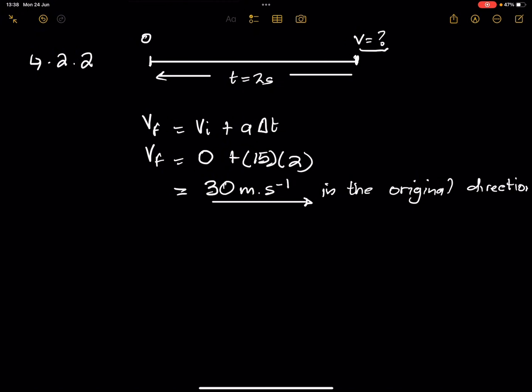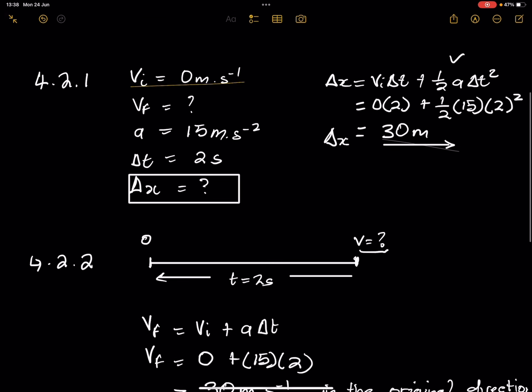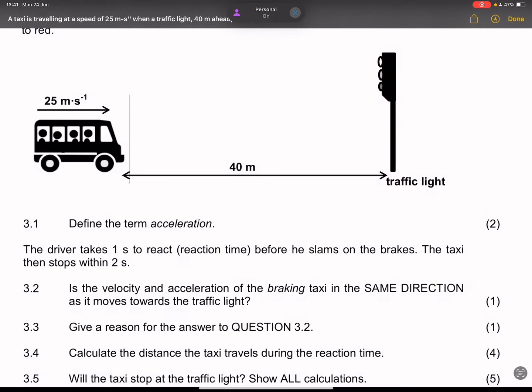Right, ladies and gents, let's get into another question that might be a little bit more involving. So that's what you do when it comes to equations of motion. Let's look at another one. Let's have a look at this question that we're given here.